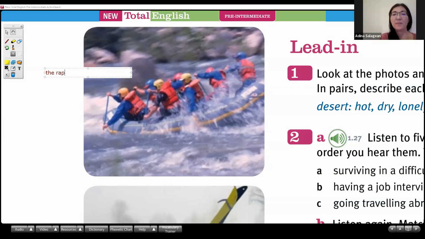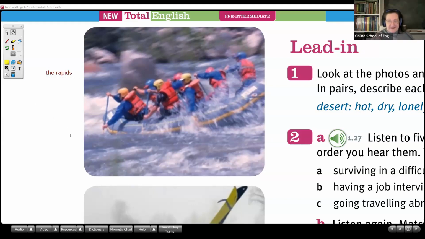It's called the rapids. Yes, the rapids. Now, rapids is a word that comes from Spanish or French, so I probably think it has a Latin root. In Romanian it is something similar. Yeah, so it means fast. Yes, it means fast.